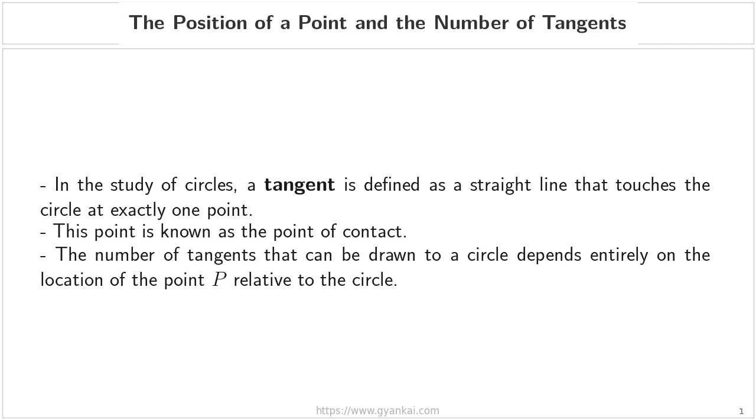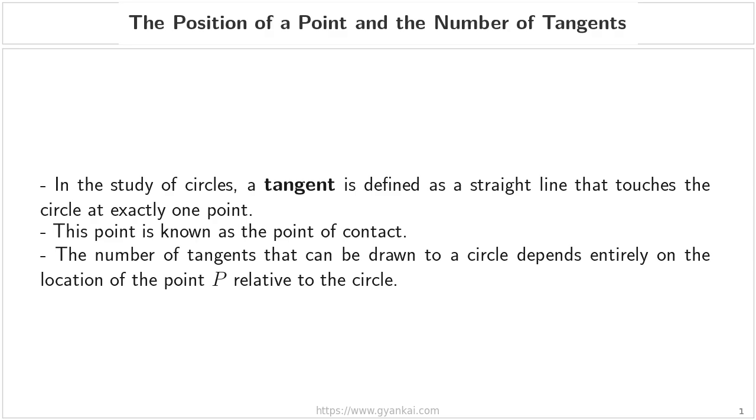Now, here is the core question we will be answering today. How many tangents can we actually draw? As we move through the next few slides, you will see that the answer isn't always the same. The number of tangents that can be drawn to a circle depends entirely on where our starting point, let's call it point P, is located in relation to the circle. Is it inside, on the boundary, or outside? We are about to find out.